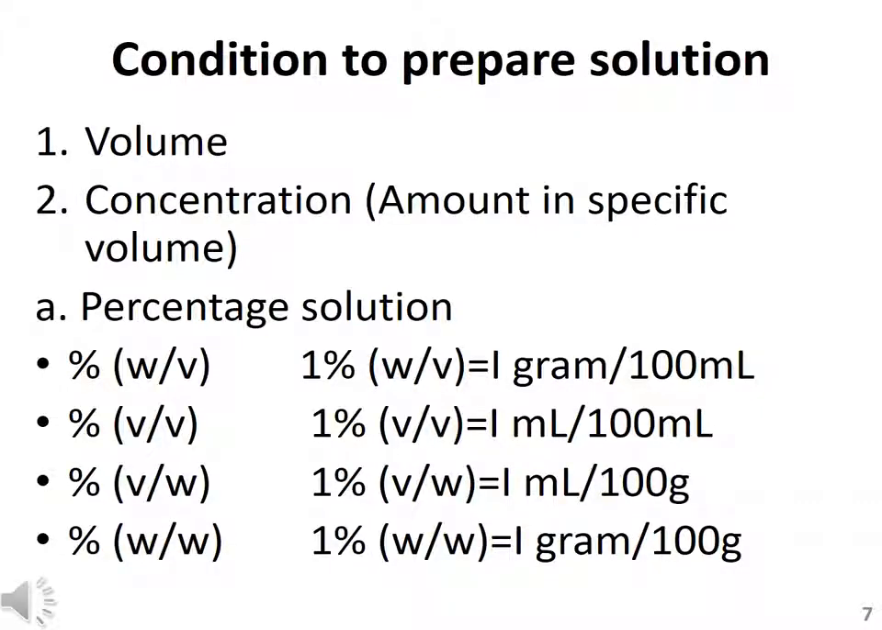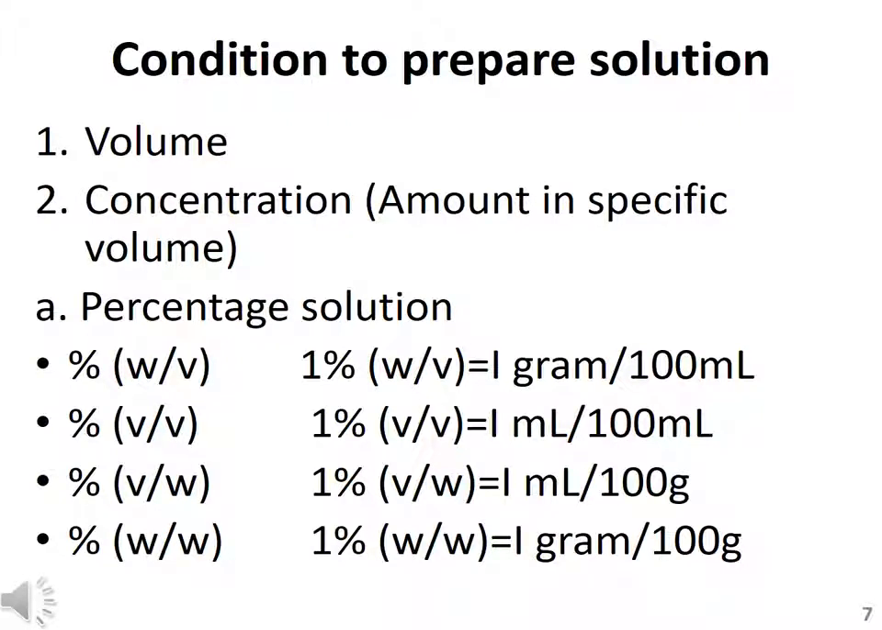In order to prepare a solution, we must be familiar with some basic terms or basic conditions we use in gravimetric analysis. Number one, volume. It means how much volume we are interested to have for gravimetric analysis. And the concentration, that means a specific amount of the solute in a specific volume. And these concentrations are of various types.